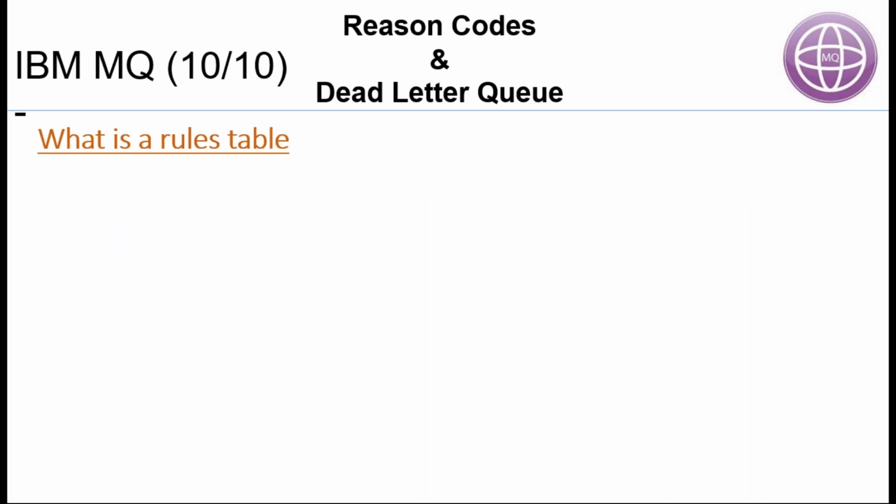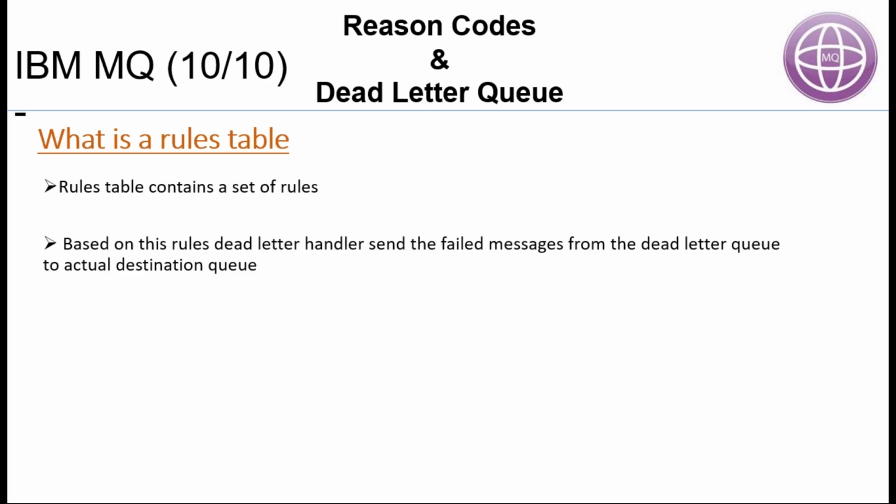Now let's talk about what a rules table is. The rules table contains a set of rules. Whatever rule is written in the rules table, based on that rule, the dead letter handler pushes the messages to the destination queues. So based on the rules, the dead letter handler sends the failed messages from the dead letter queue to the actual destination queue.